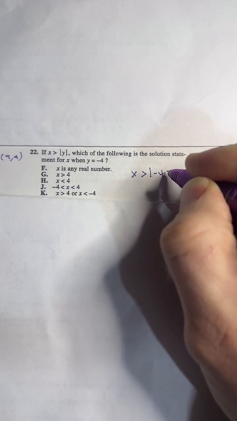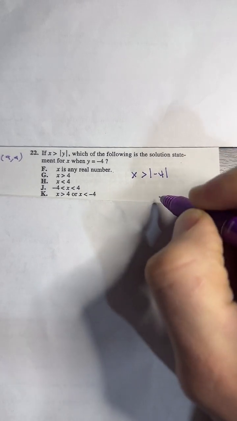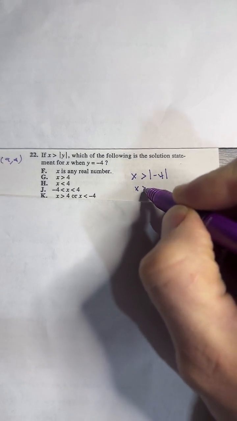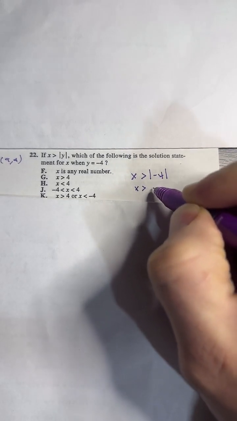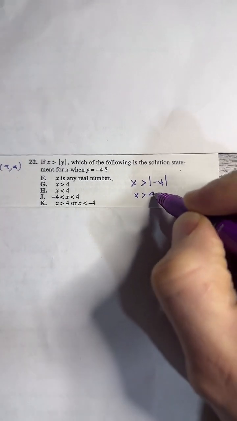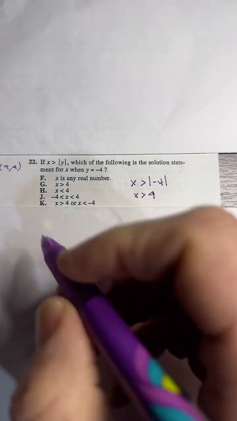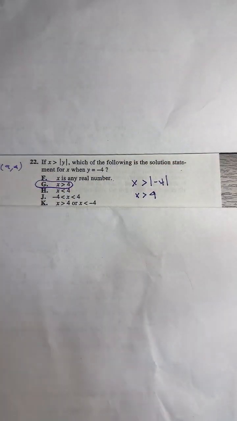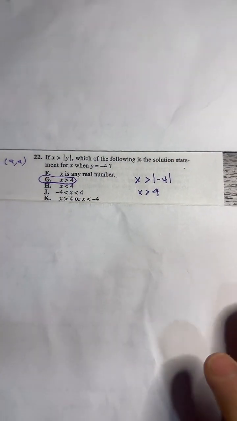Oh, I was going to put negative y there. Negative 4 in for y. So then we get x is greater than, remember, this is just a distance, 4. Okay, x is greater than 4. So my answer is just G. x is greater than 4. Nothing crazy. They're just trying to trick you.